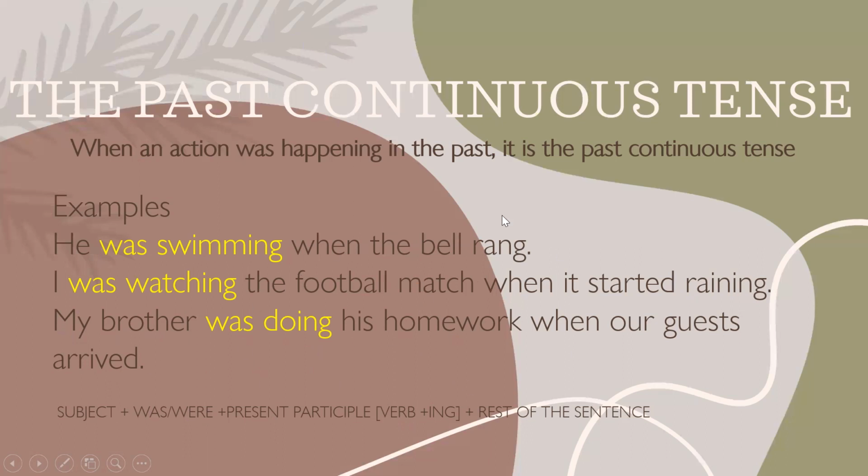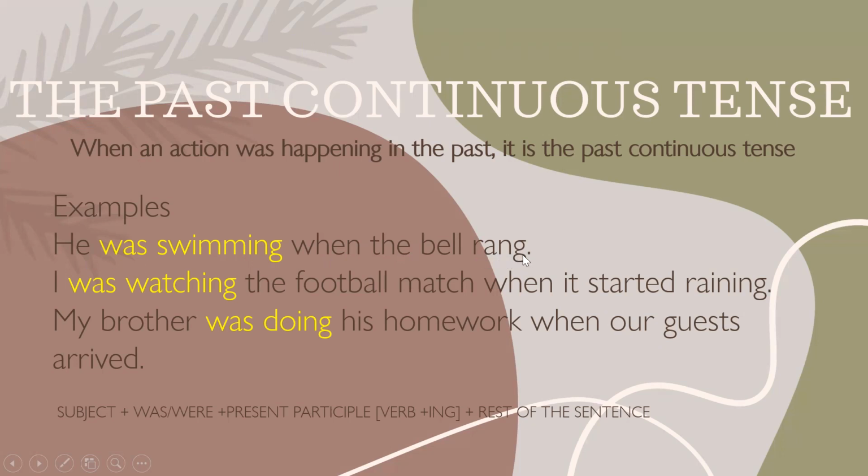Now again, if you look at all three sentences, you will see that there are clues here to show you that this is happening in the past. The action is happening in the past. And hence, there is no way you can use the present continuous tense or the future continuous tense. It has to be the past continuous tense. I'll show you the clues. Look at the first sentence. He was swimming when the bell rang.